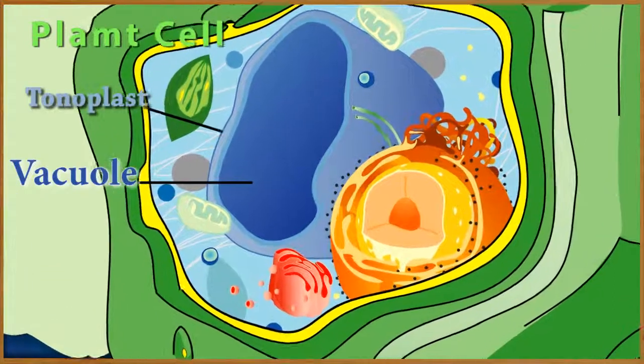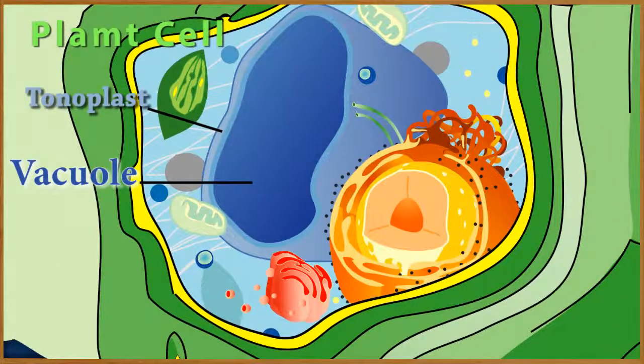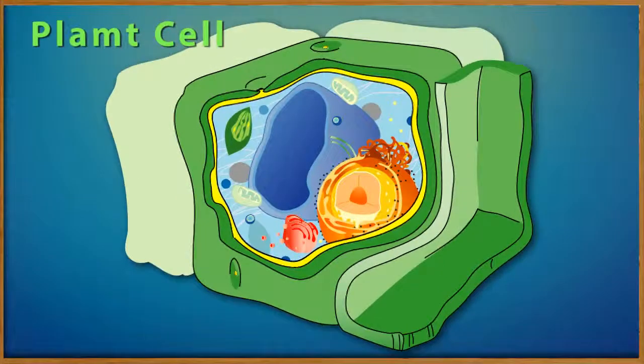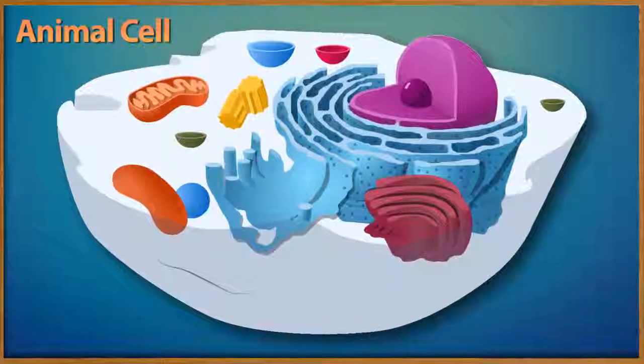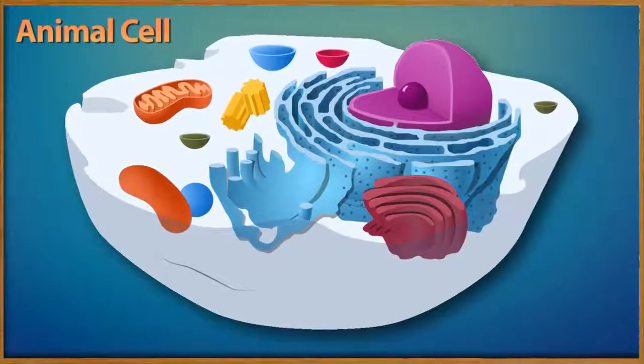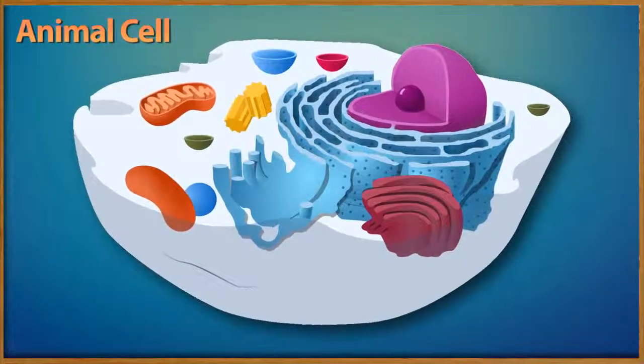A vacuole is a space in the cell surrounded by a membrane and containing a solution. Plant cells have a large vacuole, containing a solution of sugar and other substances called cell sap. Animal cells have much smaller vacuoles, which may contain food or water.